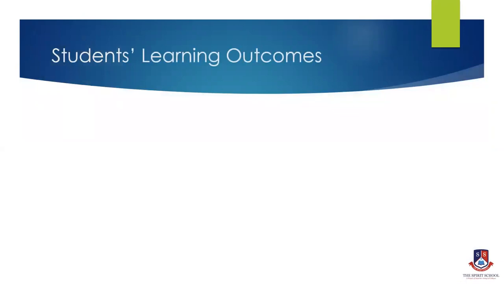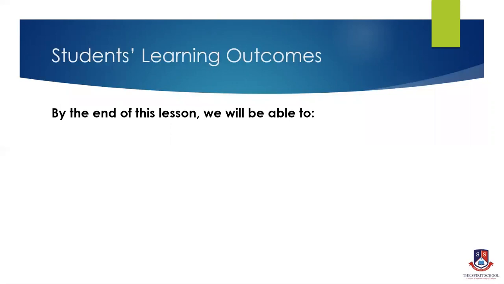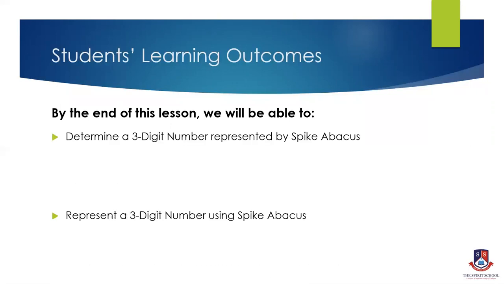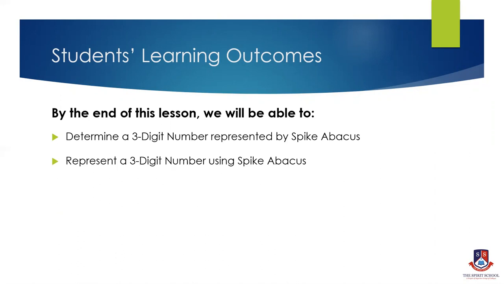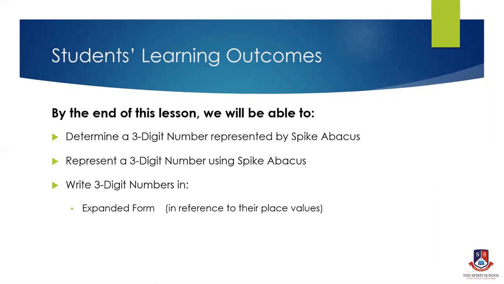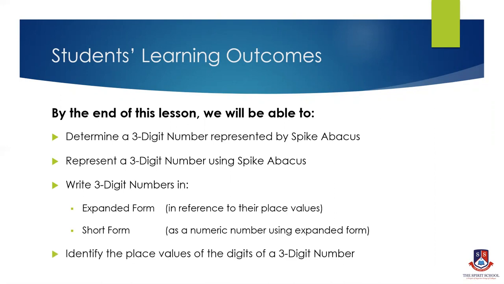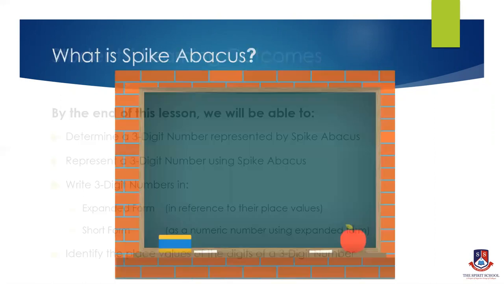So, student learning outcomes for today's lesson. By the end of this lesson, we will be able to determine the 3-digit number represented by a spike abacus, represent a three-digit number using spike abacus, and write 3-digit numbers in expanded form in reference to their place values, and write a 3-digit number provided in the expanded form. We will convert that number into short form. And finally, we will identify the place values of the digits of a 3-digit number.